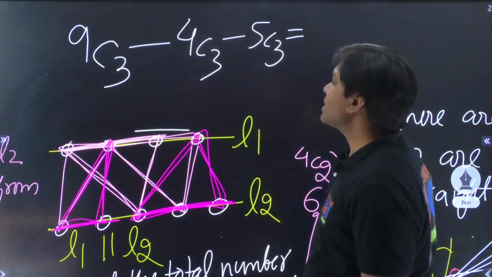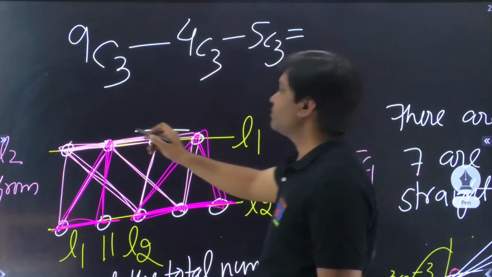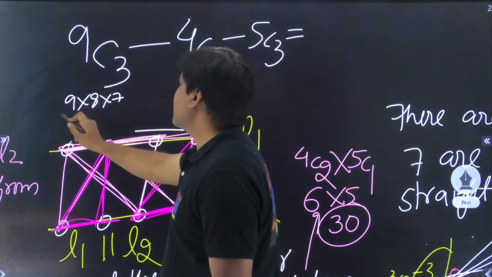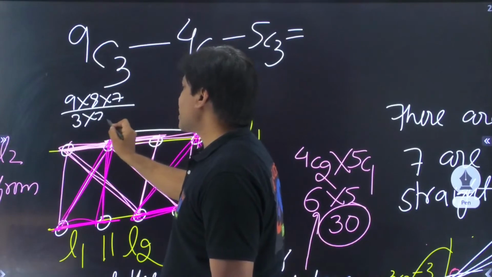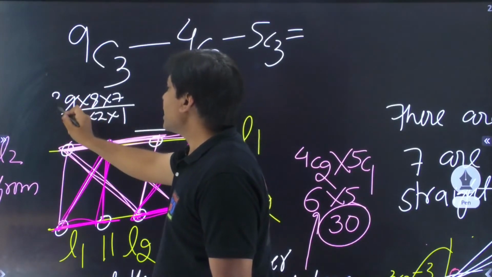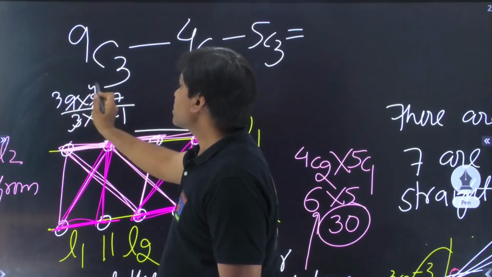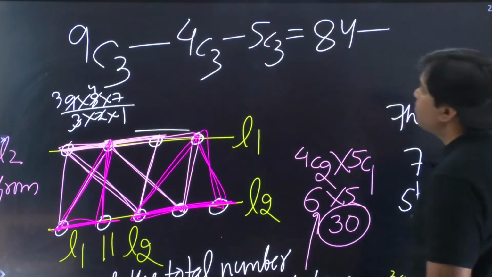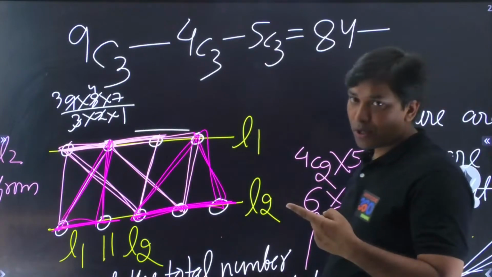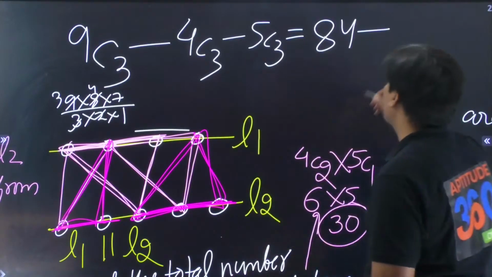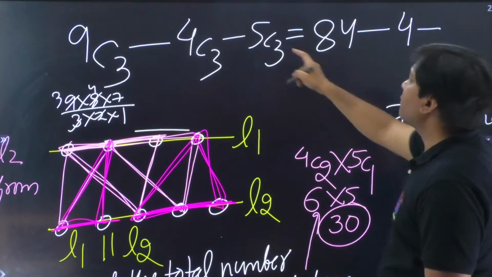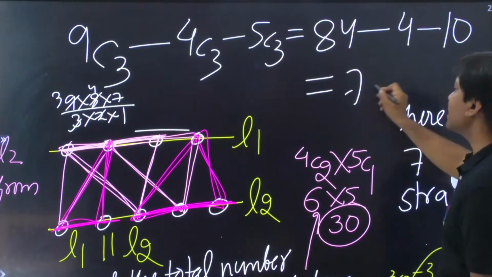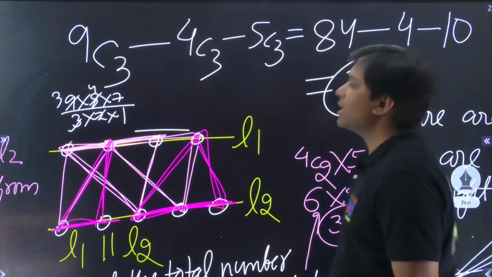If you simplify this, what is the value of 9C3? 9C3 is 9 into 8 into 7 divided by 3 into 2 into 1. That is what we have learned. So this is 3 and then this is 4. This is 12 into 7. This is 84. 84 minus 4C3. 4C3 is nothing but 4C1, which is 4, and 5C3 is nothing but 5C2, which is 10. Aren't we getting 70 as an answer?